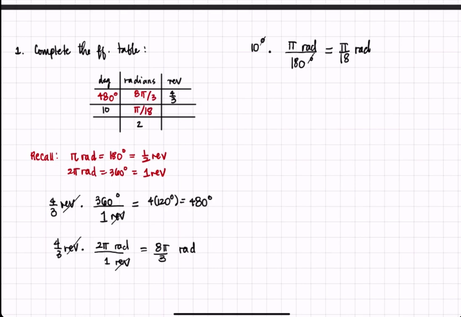Okay. How about the rev? You multiply it by rev on top, degrees on the bottom. We know that 1 rev is 360 degrees. 1 rev, 360 degrees. The degrees cancel out, and then you are left with 1 over 36 rev. This is actually easy.